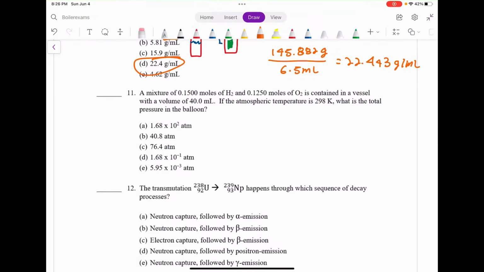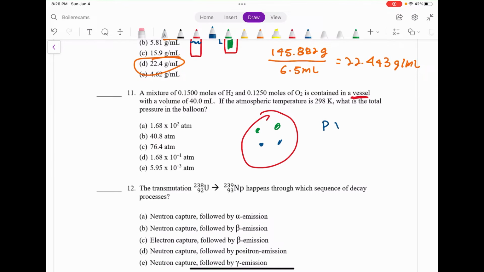A mixture of 0.15 moles of hydrogen gas and 0.125 moles of oxygen gas is contained in a vessel with a volume of 40 milliliters. If the atmospheric temperature is 298 Kelvin, what is the total pressure in the balloon? Okay, so sounds like we have a balloon that is also being referred to as a vessel. Got some oxygen. I don't know why I'm drawing a picture. Some hydrogen.